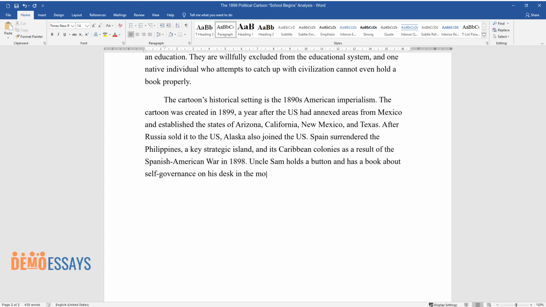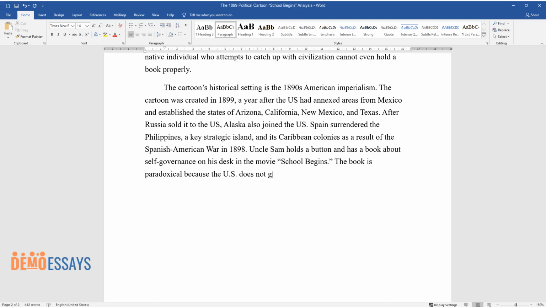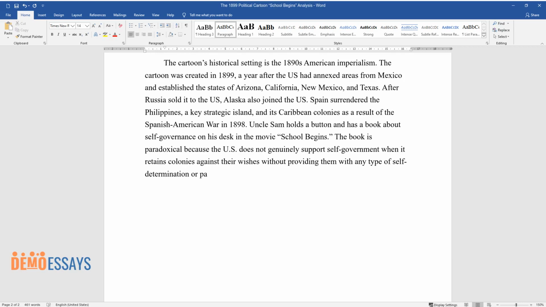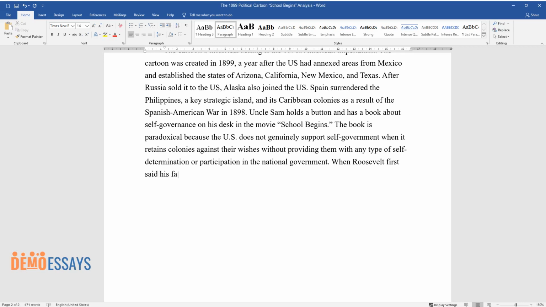Uncle Sam holds a switch and has a book about self-governance on his desk, and the cartoon "School Begins." The book is paradoxical because the U.S. does not genuinely support self-government when it retains colonies against their wishes without providing them with any type of self-determination or participation in the national government.